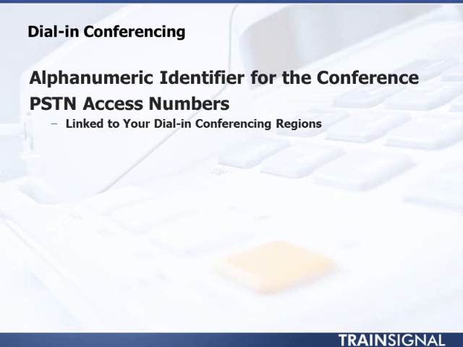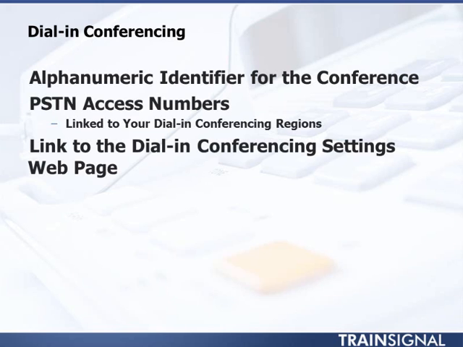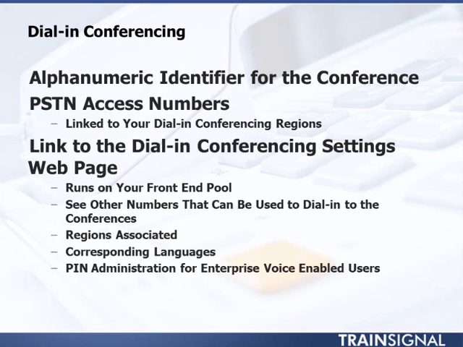The meeting request will also have a link to the Dialin conferencing settings webpage. And when you click on that link, it brings you to a webpage that runs on your front-end pool, and that webpage allows you to see other numbers that you can use to dial into the conferences. It allows you to see the regions that are associated with them, and also the corresponding languages. That webpage can also be used for your PIN administration for your enterprise voice-enabled users.